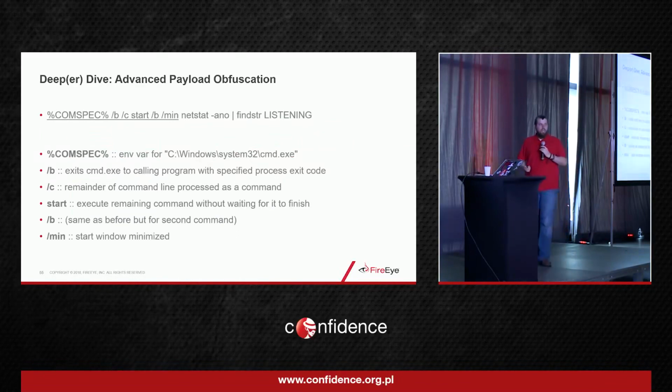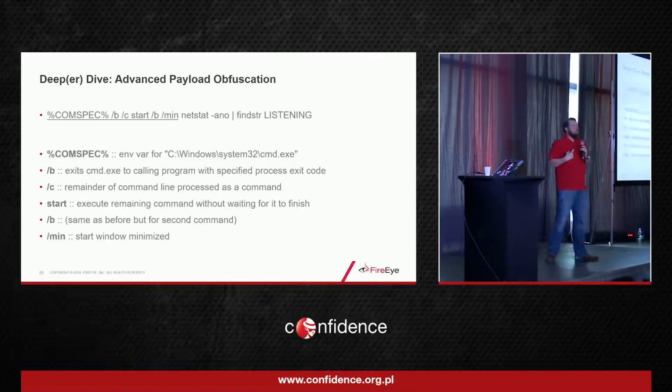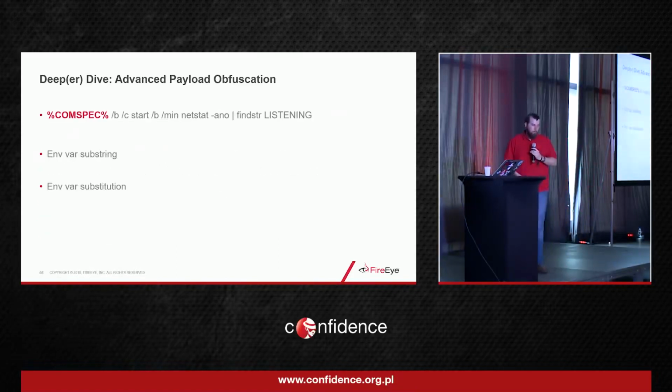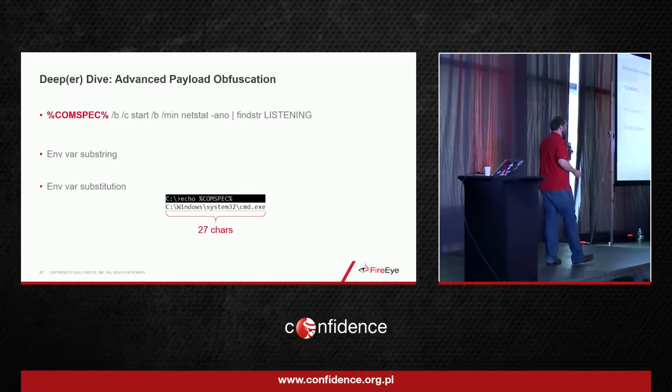So what are these things? Well, ComSpec is the environment variable that points to the full path of cmd.exe. /b /c start /b /min, there are the expressions there. A lot of times when tools use a lot of flags, sometimes all those flags aren't even necessary. So what if you as an attacker just started removing some of those? And what if you as a defender didn't check to see, are these required? So how can we obfuscate ComSpec? Well, there's two things we can do. One is going to our environment variable substring, right? So the value of ComSpec is 27 characters long.